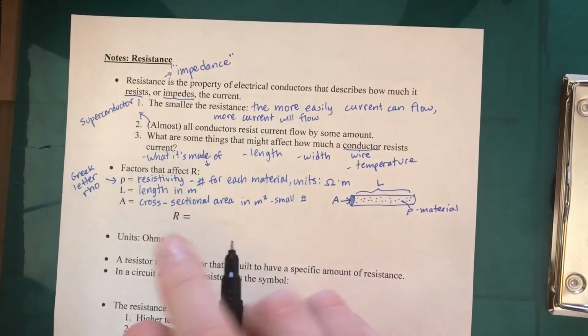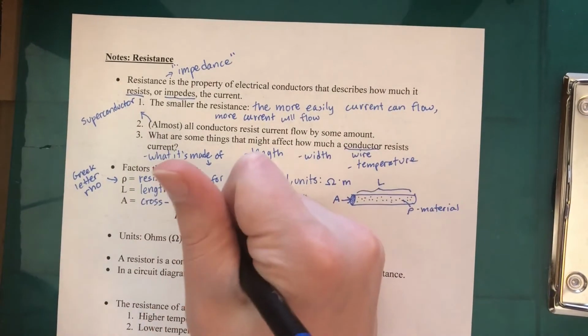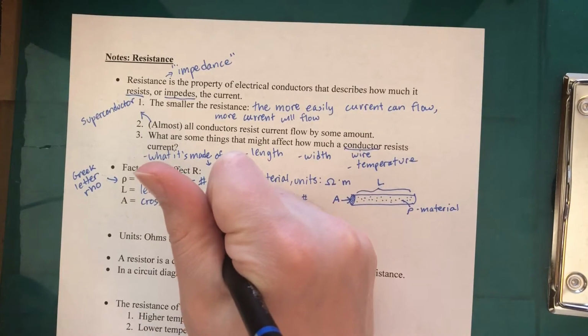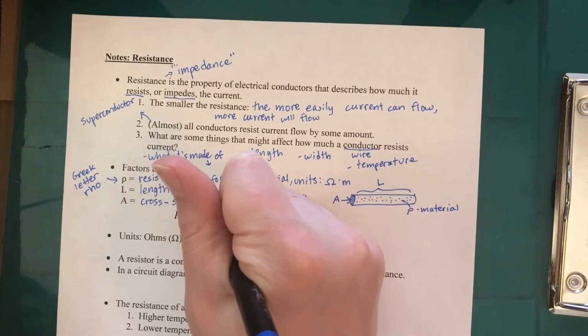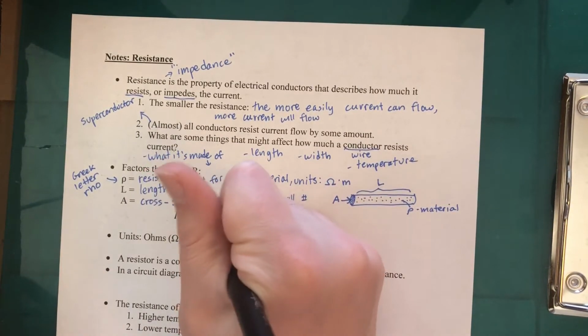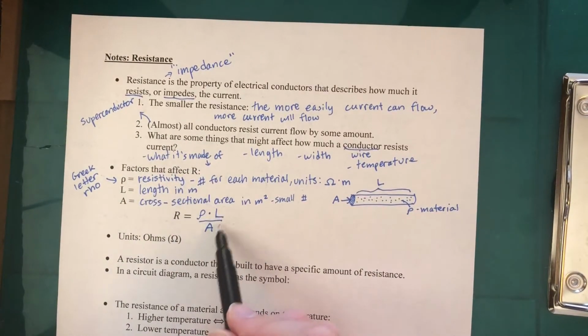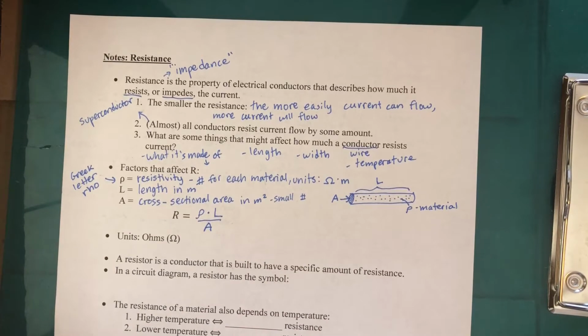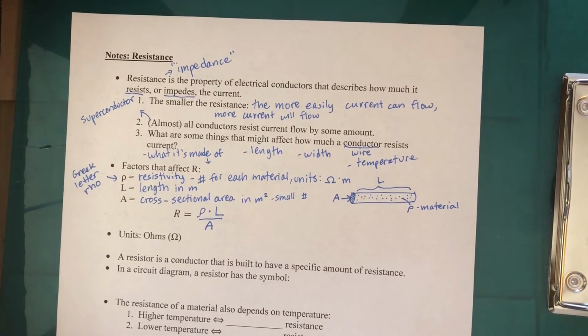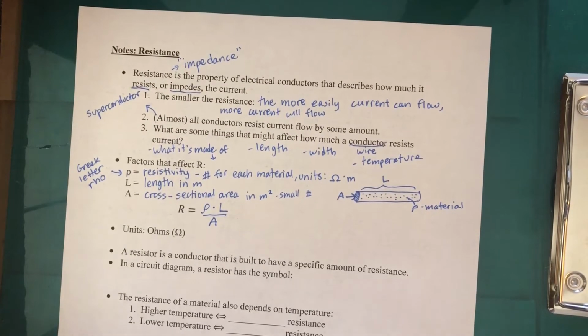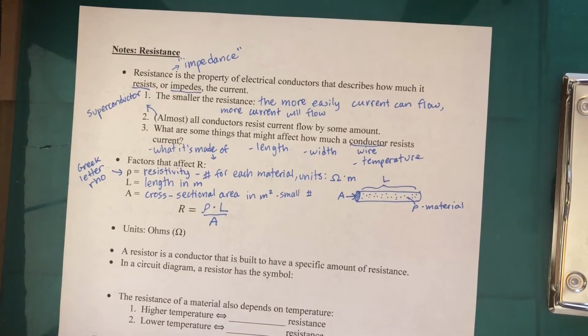So, the formula is resistance equals rho times L over A. So the resistivity times the length divided by the area. And the units of resistance are ohms, which are related to coulombs.